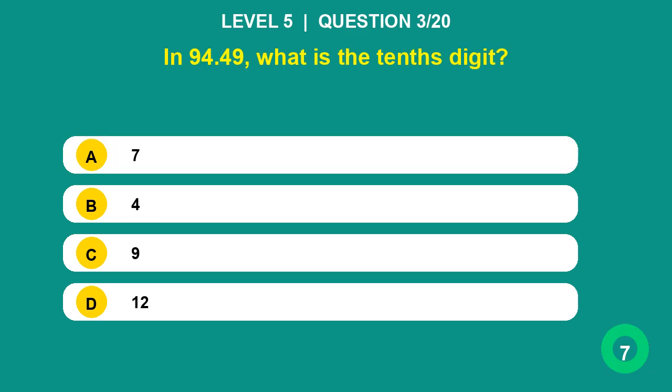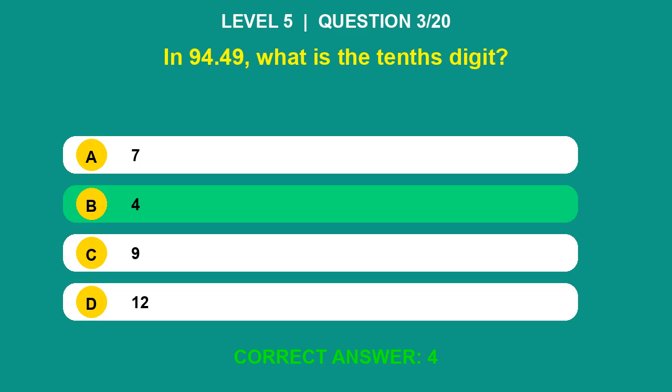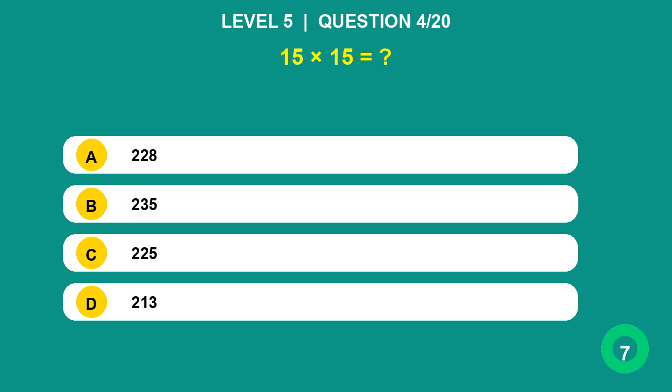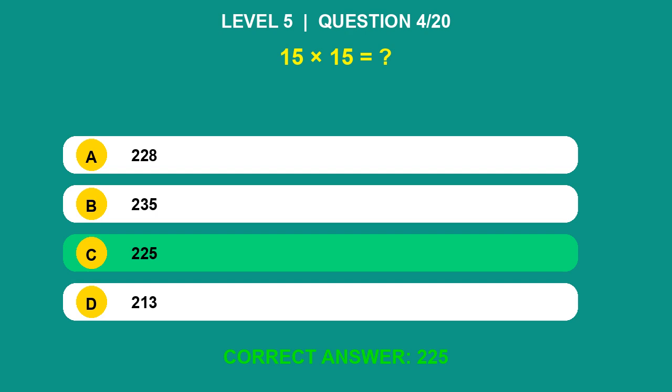Question 3. In 94.49, what is the tenths digit? The correct answer is 4. Question 4. 15 times 15 equals? The correct answer is 225.